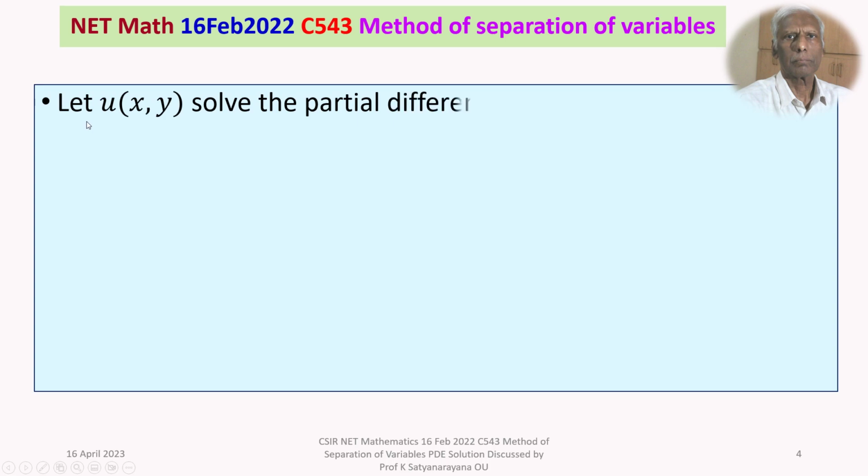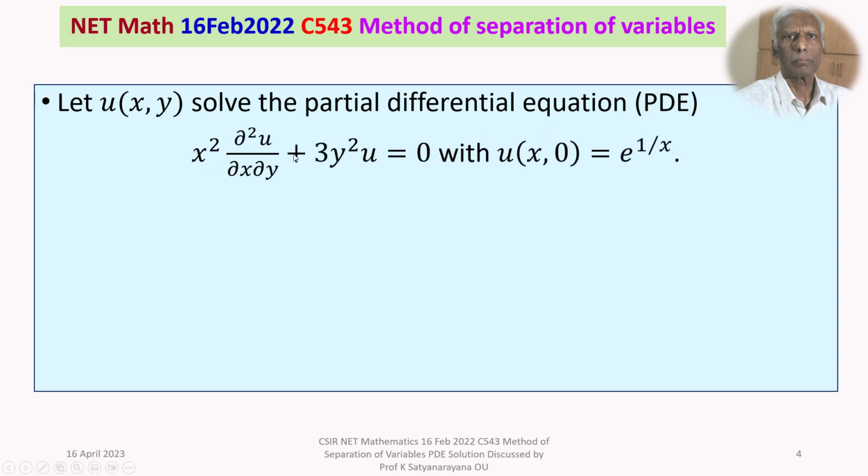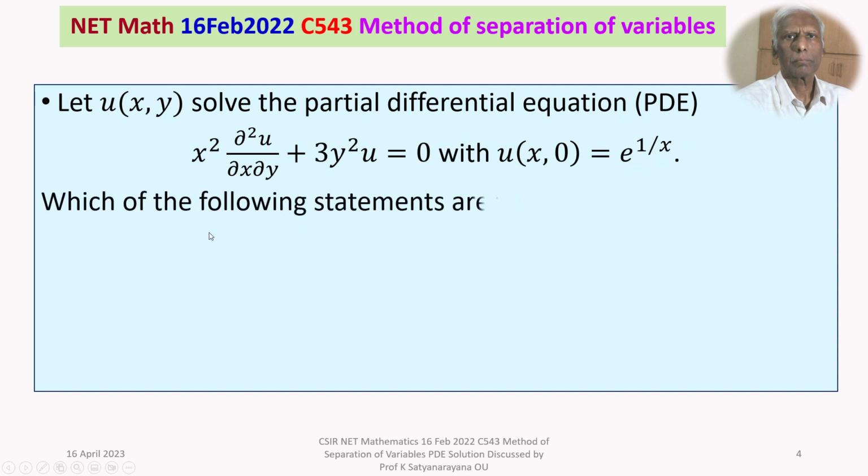The given question is, let u of x comma y solve the partial differential equation x square into del square u by del x del y plus 3y square u is equal to 0 with u at x comma 0 is equal to e power 1 by x. Which of the following statements are true?